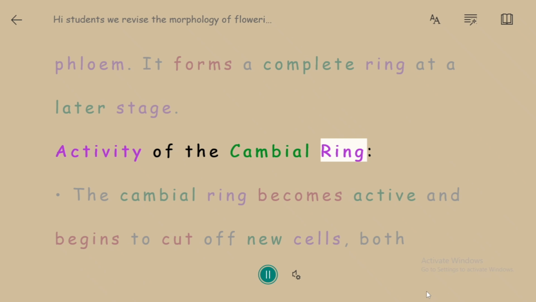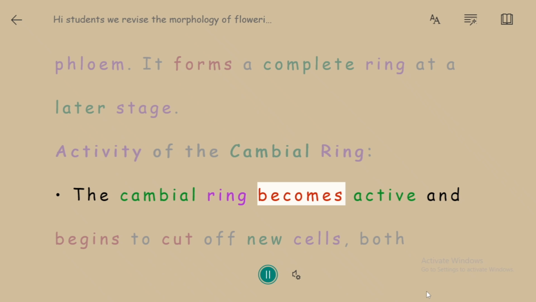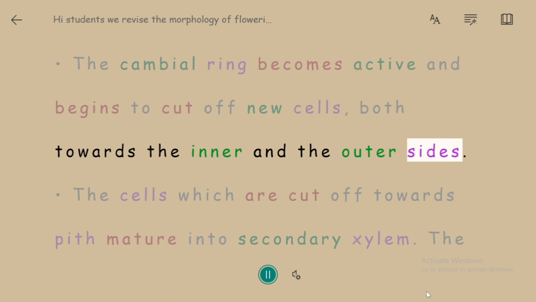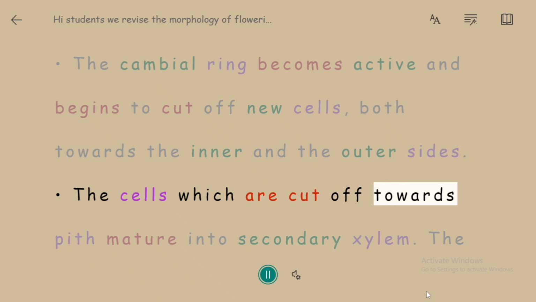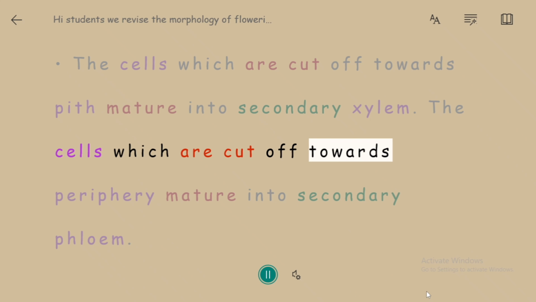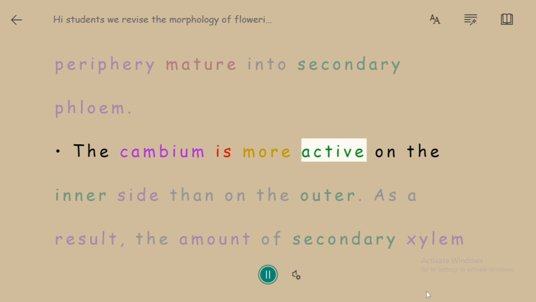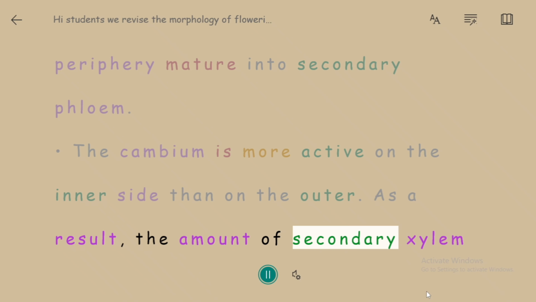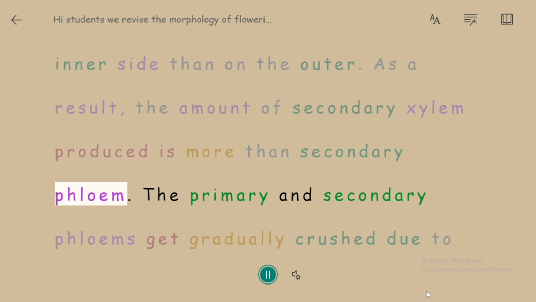Activity of the cambial ring. The cambial ring becomes active and begins to cut off new cells, both towards the inner and the outer sides. The cells which are cut off towards the pith mature into secondary xylem. The cells which are cut off towards the periphery mature into secondary phloem. The cambium is more active on the inner side than on the outer. As a result, the amount of secondary xylem produced is more than secondary phloem.